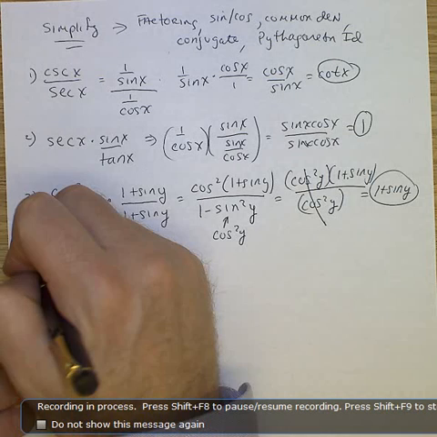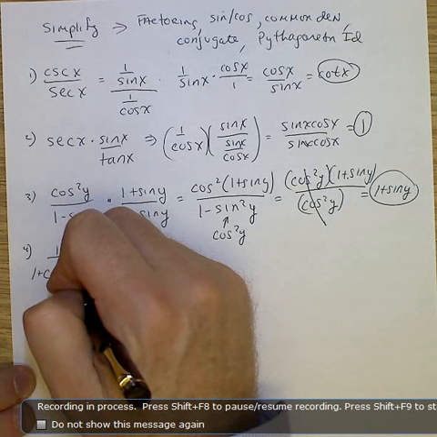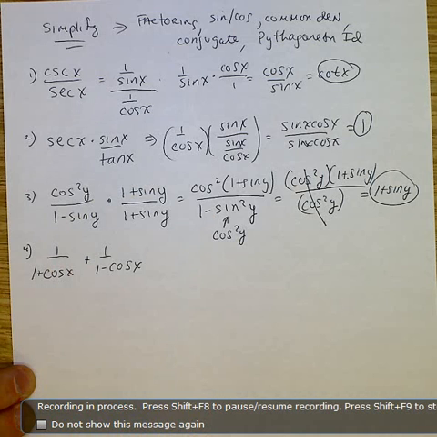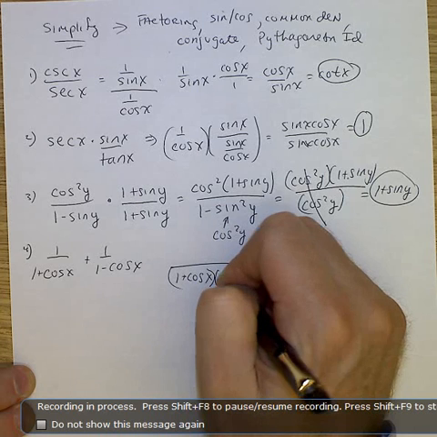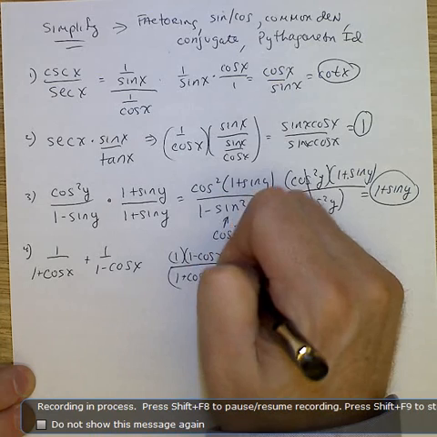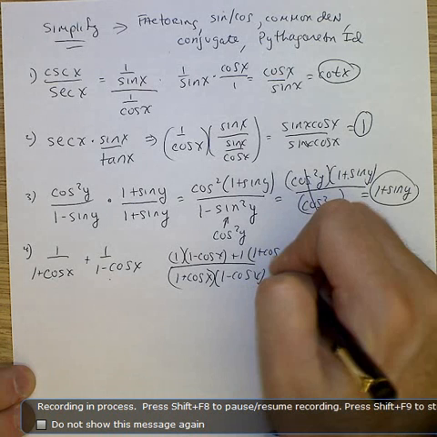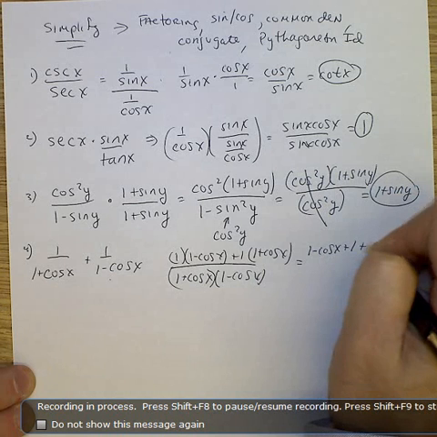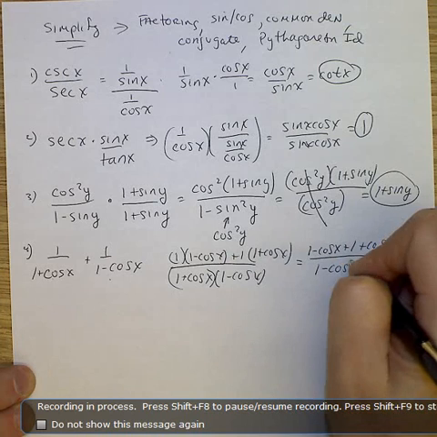Okay, number 4, common denominators. If you see a problem like this, 1 over 1 plus cosine x plus 1 over 1 minus cosine x, you got to be thinking common denominators. In this case, the common denominator is 1 plus cosine x, 1 minus cosine x. This numerator of 1 gets multiplied by 1 minus cosine x, and this numerator of 1 gets multiplied by 1 plus cosine x. When you do the math, you get 1 minus cosine x plus 1 plus cosine x all over, this is a minus b times a plus b, 1 minus cosine squared x.